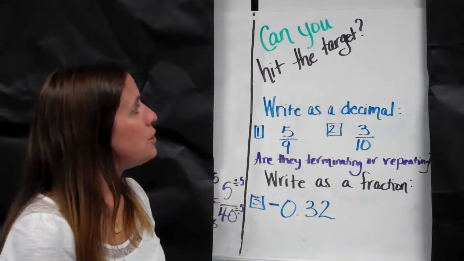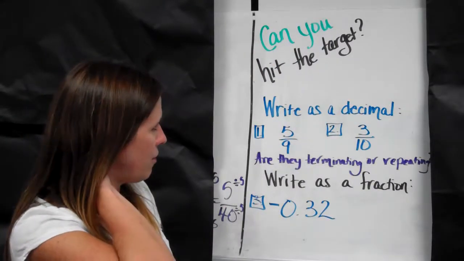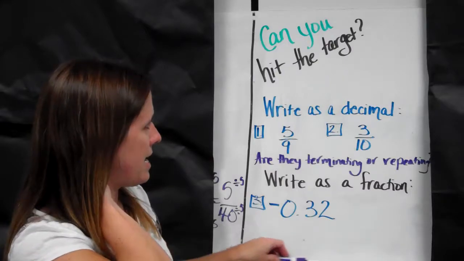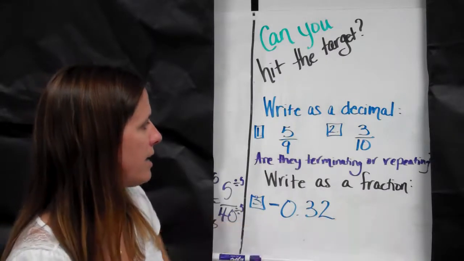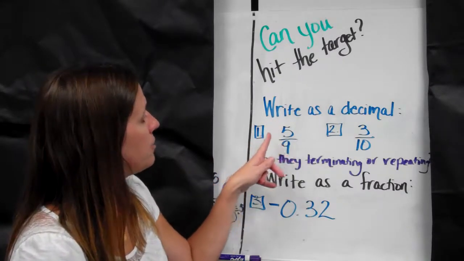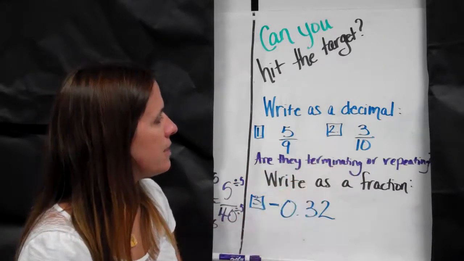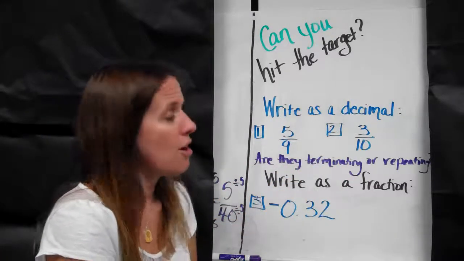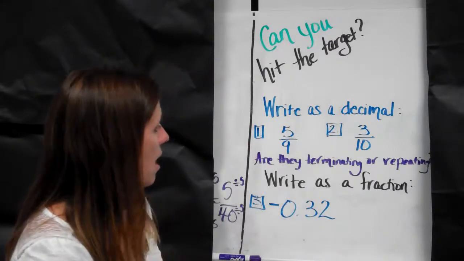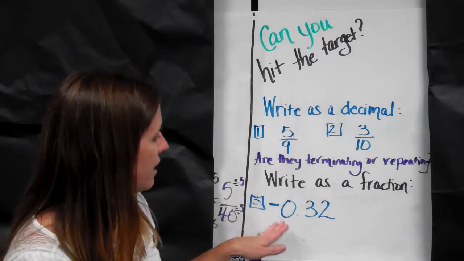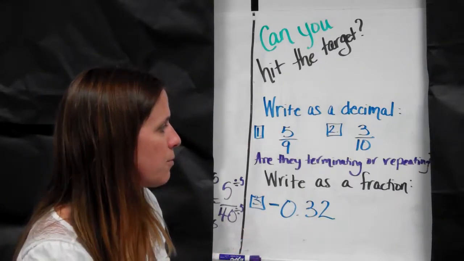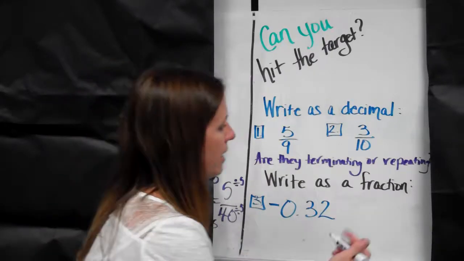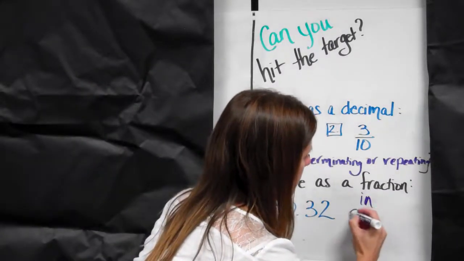Okay, now we're going to see if you can hit the target. I have a couple problems for you to practice writing as a decimal and one as a fraction. I want you to change 5/9 and 3/10 to a decimal and then tell us, are they terminating or repeating? And then I want you to take negative 32 hundredths and write it as a fraction in simplest form.